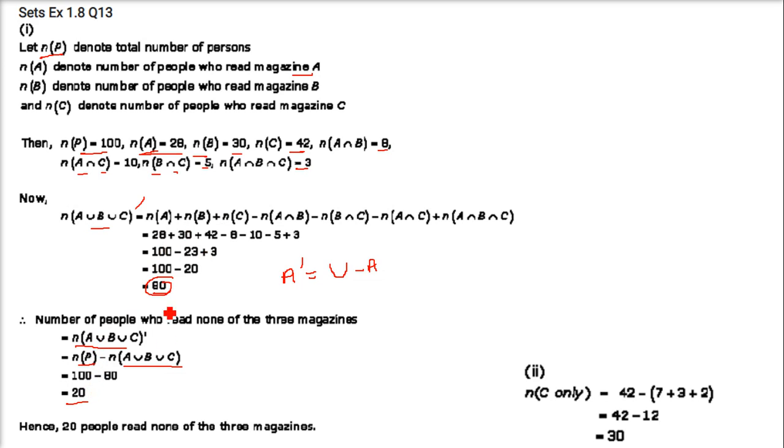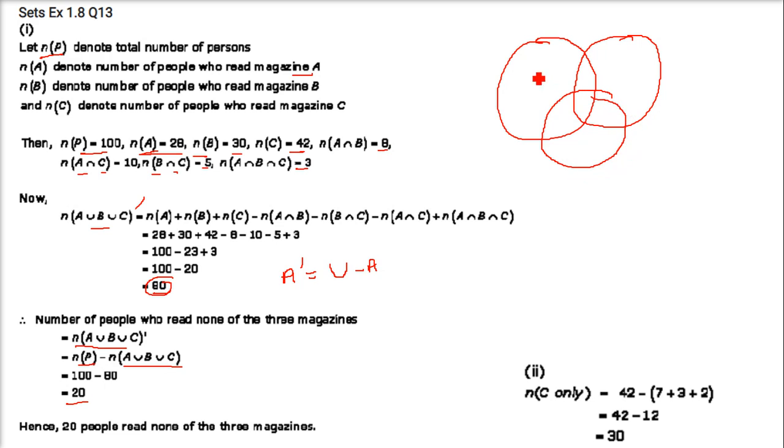Okay. Now, what all we got in this? The second part is how many read magazine C only. How many read magazine C only? For that, let us say this is magazine A, this is B, and this is C. So we have to find this portion or only C, this portion. So what is the total number of C? It is 42. So we have to subtract this portion, and this portion, and then this portion.